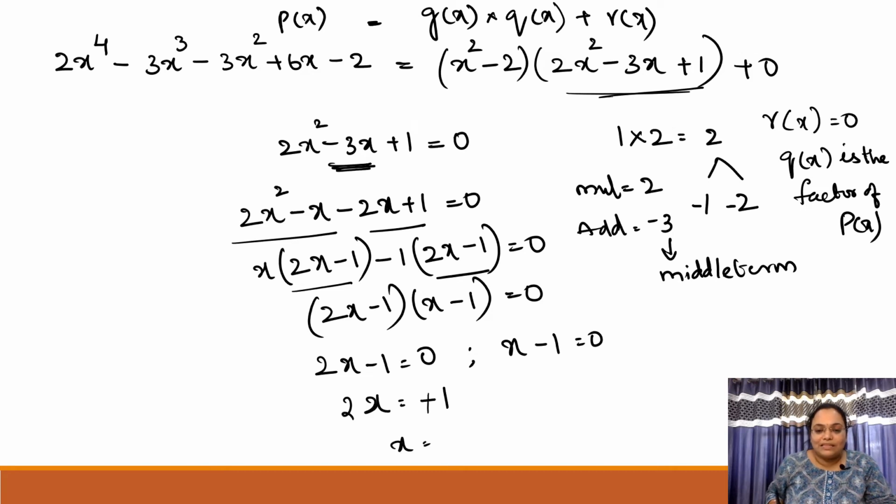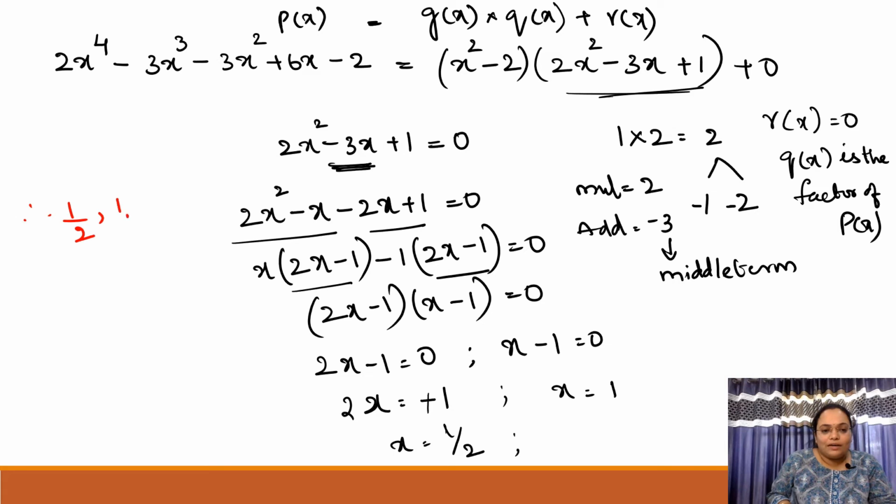2x is equal to plus 1, x is equal to 1 by 2. In the same way, x is equal to 1. So how many zeros did we get? We got 2 zeros. Therefore, 1 by 2, 1, and root 2, minus root 2 are the zeros of the given polynomial.